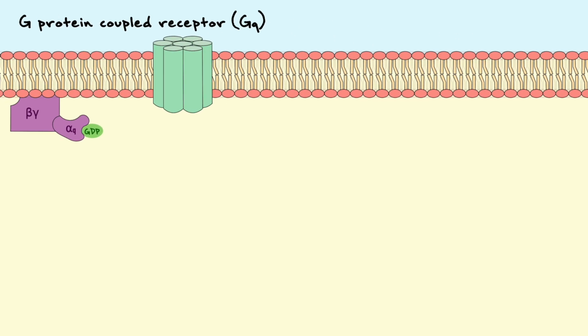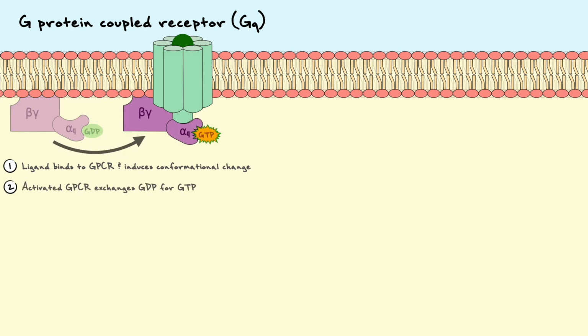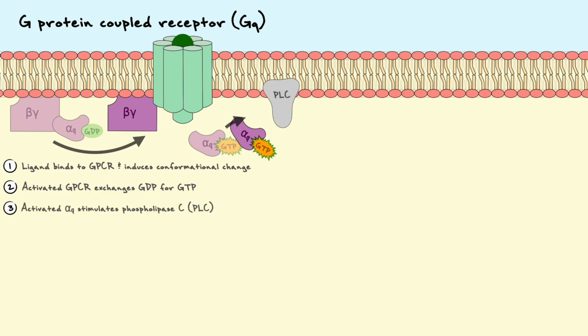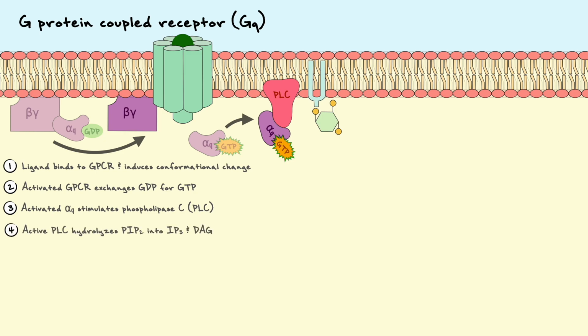Just like the other GPCR pathways we have covered, the mechanism begins with the ligand of the GPCR binding to it and causing a conformational change to the receptor. The G protein binds to the receptor, and that causes the subsequent exchange of GDP for GTP. Here again, this exchange causes the dissociation of the alpha Q and beta gamma subunits. The active alpha Q then stimulates phospholipase C, also known as PLC, which is a particular enzyme with the main role of hydrolyzing substrates. When active, the substrate that PLC hydrolyzes is phosphatidylinositol 4,5-bisphosphate, or more simply known as PIP2.